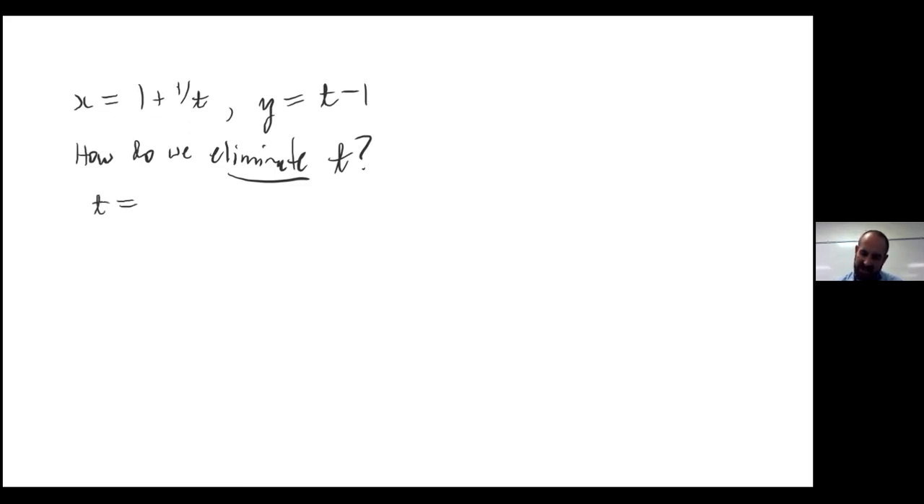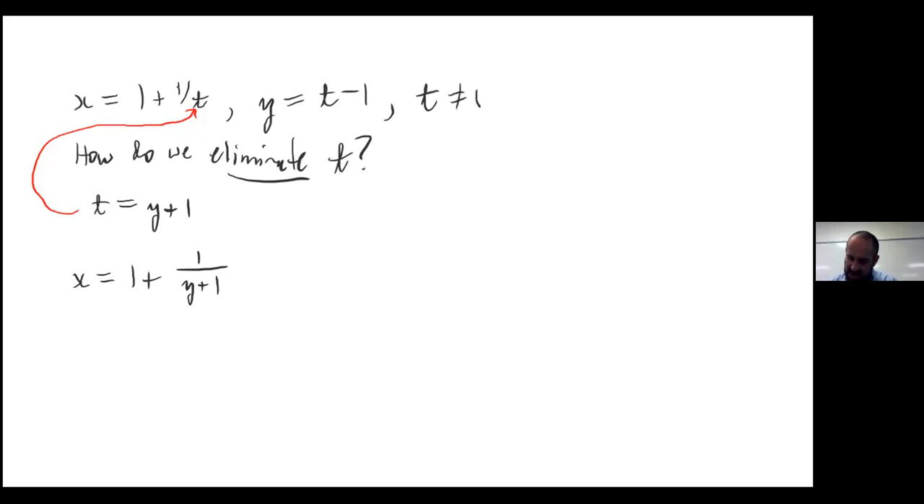Yeah. T is equal to y plus 1 always. And then you're going to take this and do what with it? Right. So you get x equal to 1 plus 1 over y plus 1. And up here, of course, we had t different from 0. Yeah.